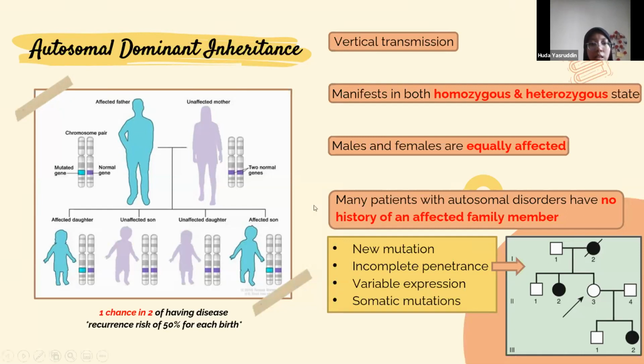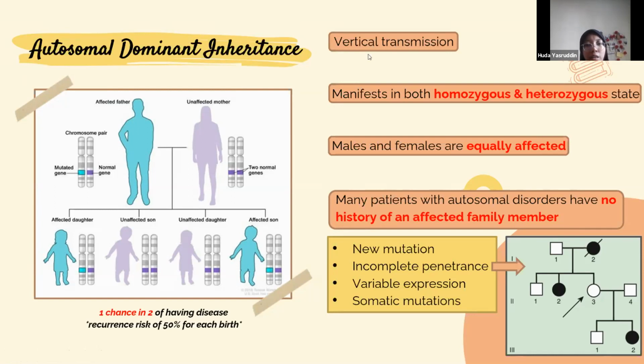As you can see in the picture here, we have the affected father with the mutated gene on his chromosome, and he is married to an unaffected mother. We say that 50% of the offspring will have the disorder, same as his father. So the baby is said to have one chance in two of having the disease, and the recurrence will be 50% for each birth. And this autosomal dominant inheritance is in vertical transmission, which means it is from parent to child.